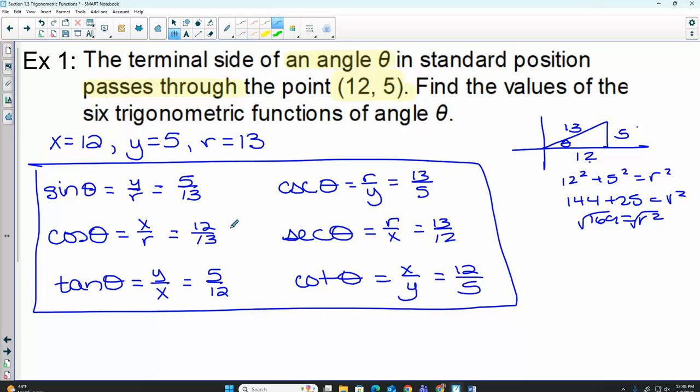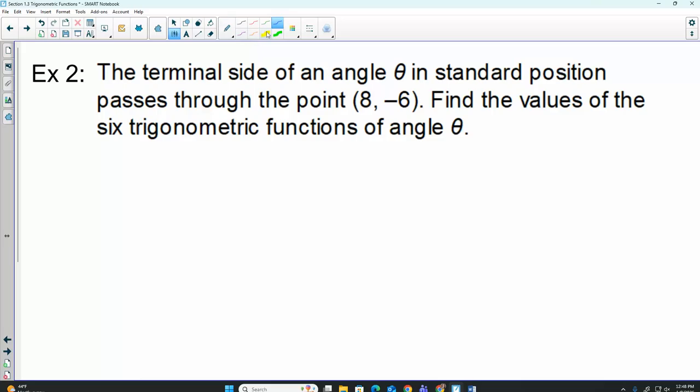Do you guys think you could try one? So we have an angle passes through 8, negative 6. Give me all the ratios. Our first point is 8, negative 6. So what is my x? 8. My y?